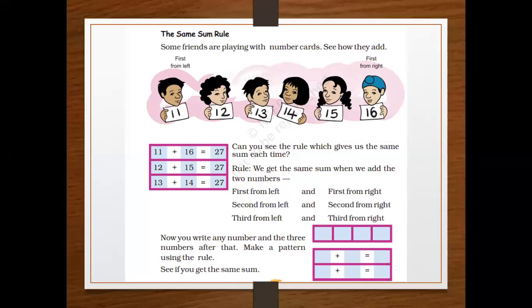Next, third number from the beginning, third number from the end. So numbers of equal distance. 13 plus 14 is also 27. First from the right, first from the left. Second from the right, second from the left. Third from the right, third from the left. Totals are all equal to 27.